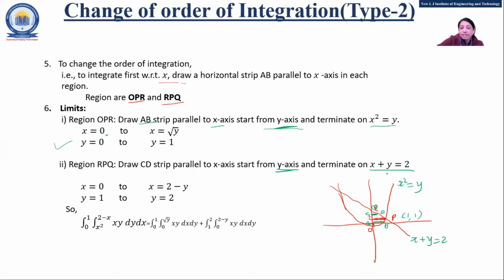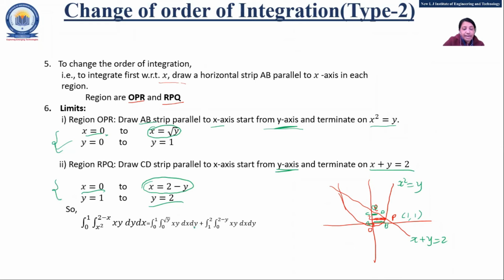So here the limits are supposed to change. You can see x equal to 0 here also. But here x equal to root y because it will end on the parabola. Here x equal to 2 minus y because it will end on the line x plus y equal to 2. So that is the main thing. The y limit is what? It will start from 1, because P is (1, 1), and it will go up to 2, because the Q point is there. Okay, now we have found the limits for each region.